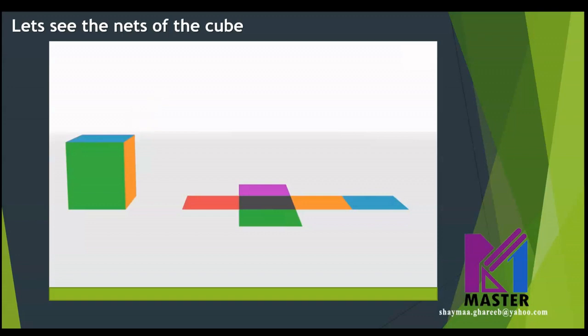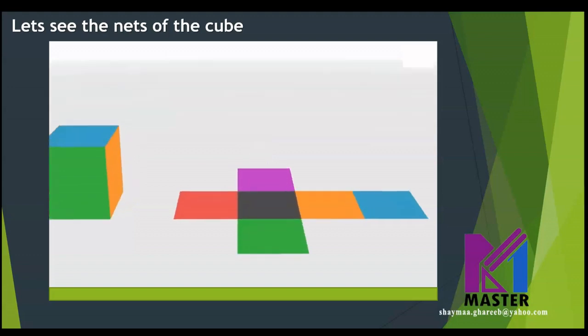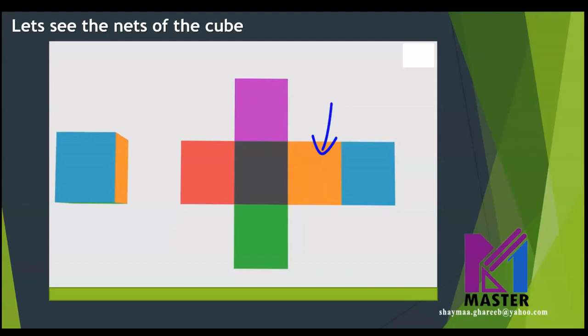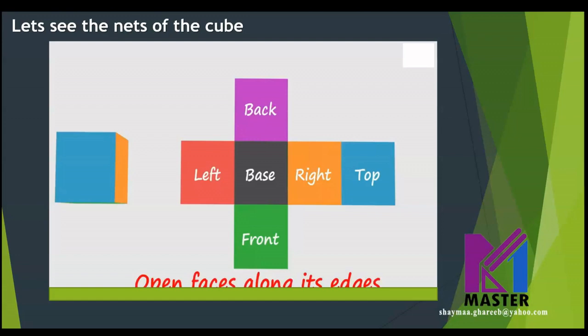A net is a diagram which shows what the solid will look like when it is opened along its edges and laid flat. The net, as we can see, is clearly 2-dimensional. If we look at it from the top, it will look like this. The orange face is the face to the right, the blue face is the top face, the green face is the face in the front, the black face is the base, the purple one was the one at the back, and the red one was on the left. Yes, all we did was open up the faces along the edges and we got the net of a solid.